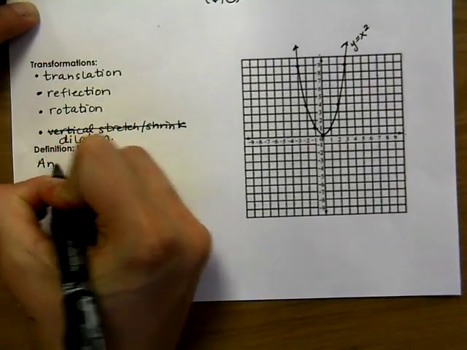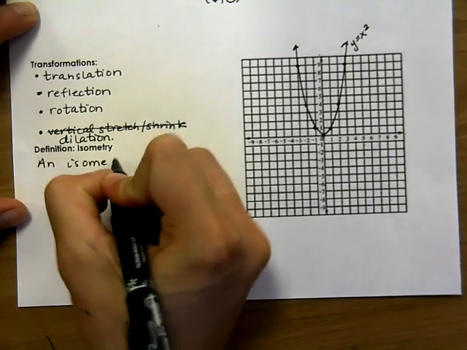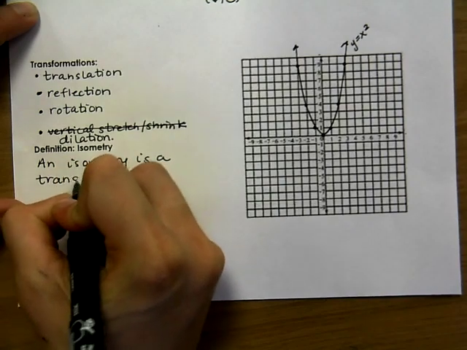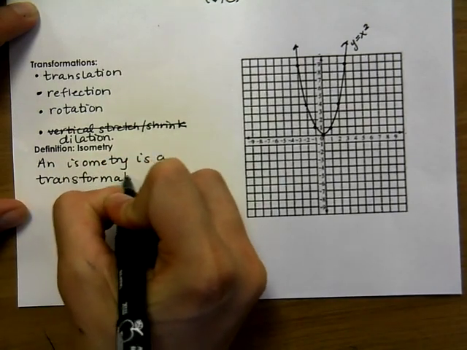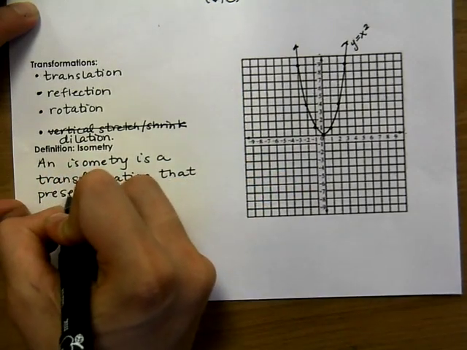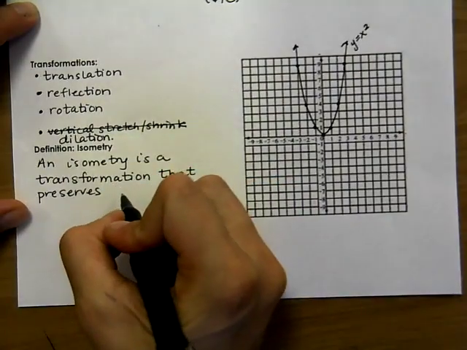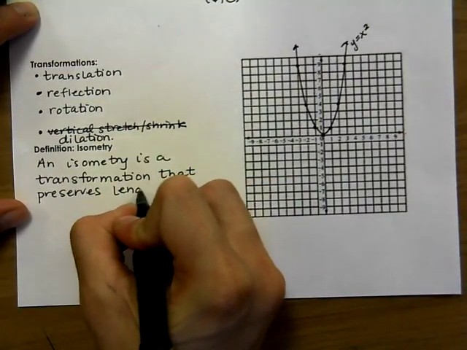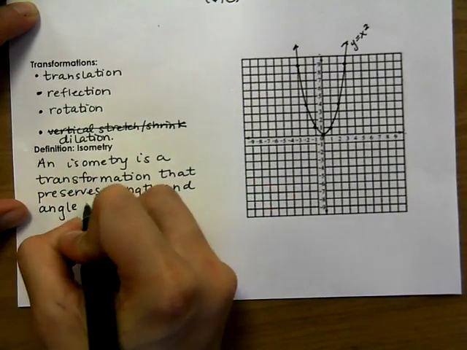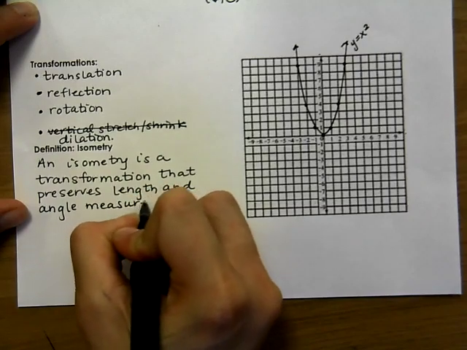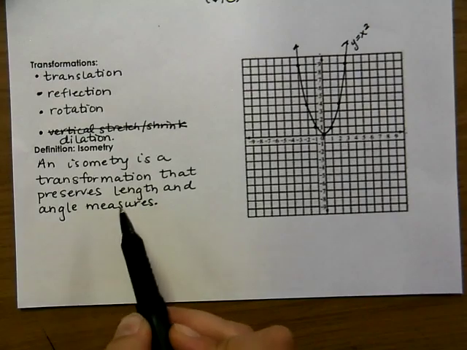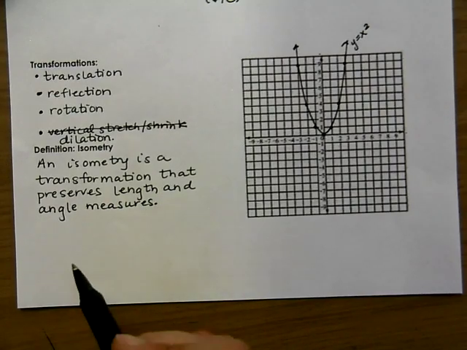The definition of an isometry is that an isometry is a transformation that preserves, another word for preserves is keeps, doesn't change, length and angle measure. Preserves length and angle measure, meaning after I perform the transformation, the length of the object and the angle measures that are within the object do not change.